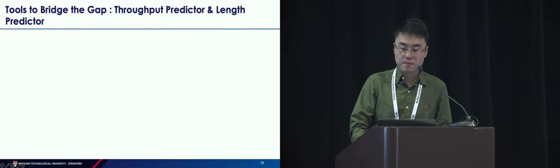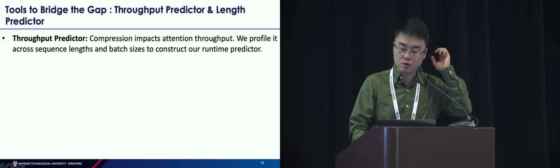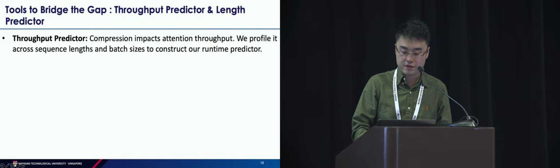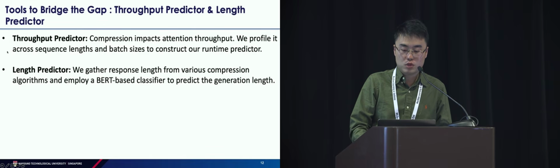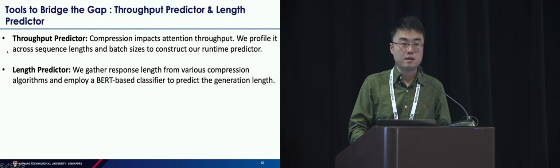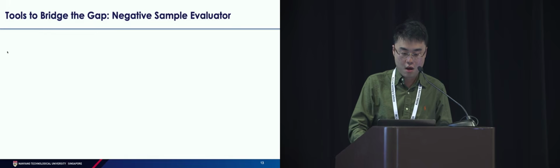The first one is the throughput predictor. We notice that KV cache compression only impacts the attention throughput, so we profile it to predict the prefill and decoding throughput across different batch sizes and KV cache lengths. Second, we trained a length predictor. We collect the response lengths from different KV cache compression algorithms and use a BERT-based classifier to predict output length ranges. This shows the accuracy of the predictor, and you can refer to the paper for details.